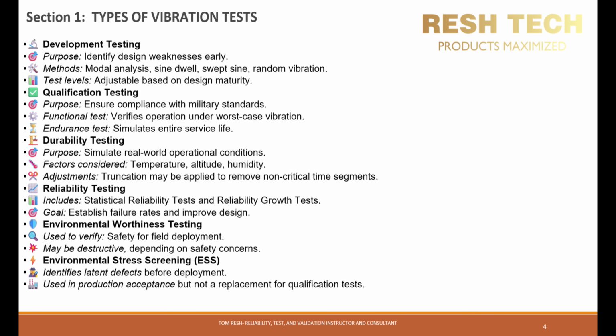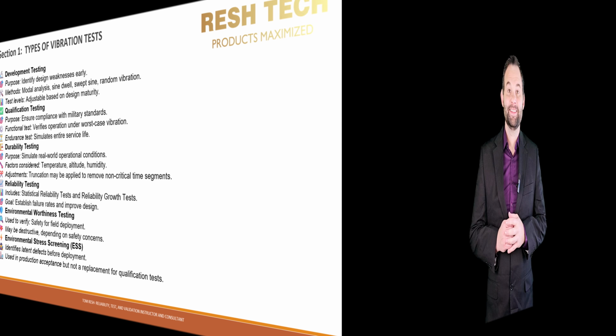And the last vibration test type we will look at is environmental stress screening, or ESS. It detects latent manufacturing defects before deployment to reduce early life failures. It identifies weaknesses in solder joints, fasteners, and mechanical components. The applications of ESS testing include that it is used in production acceptance testing to screen out defective units before final deployment. Remember, it is not a substitute for qualification testing. It is a preventative measure to ensure batch consistency.